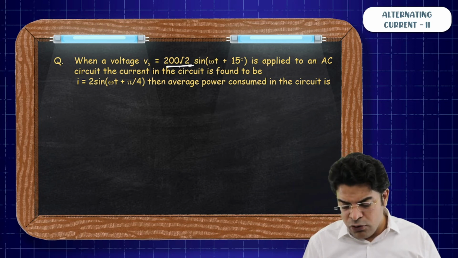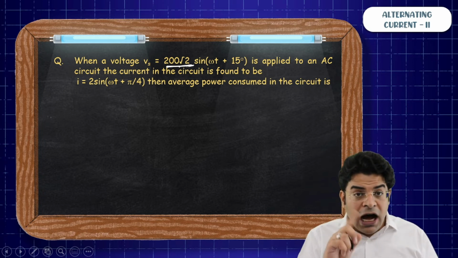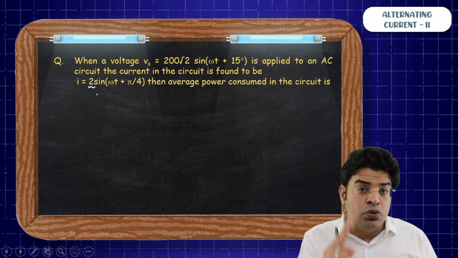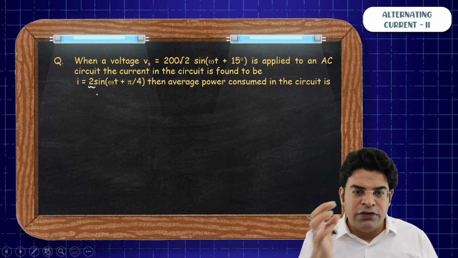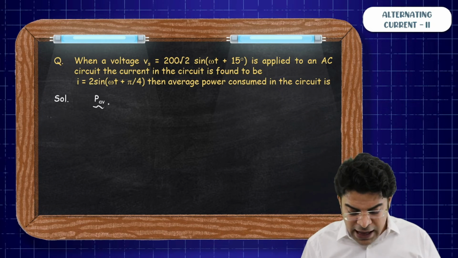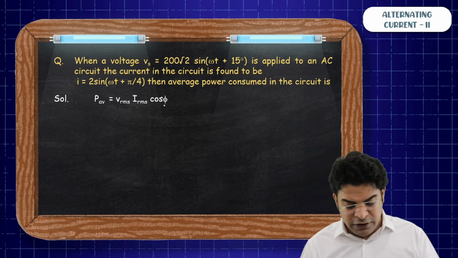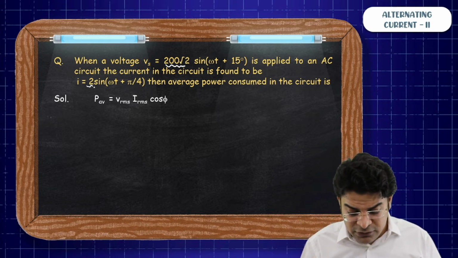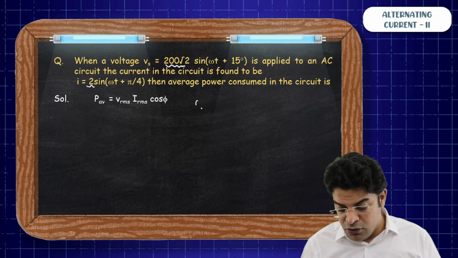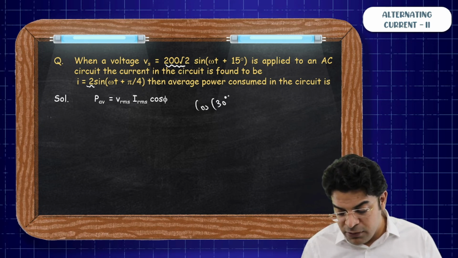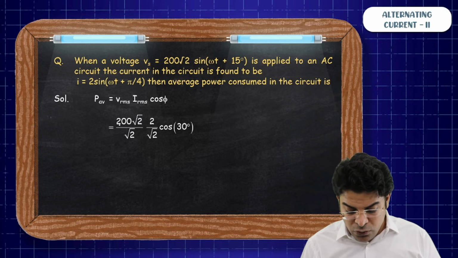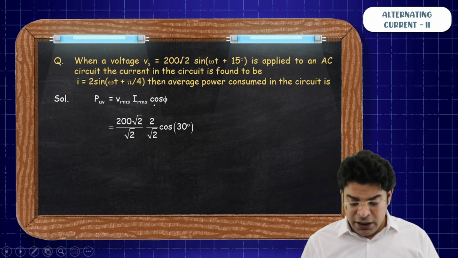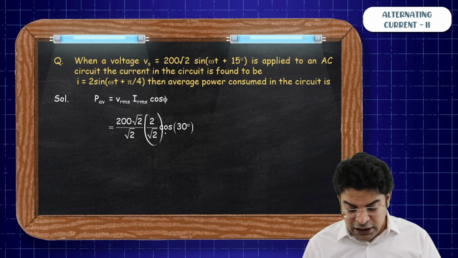If the peak value of potential drop is 200 root 2, the RMS value will be 200 root 2 by root 2. If the peak current in the circuit is 2, then the RMS value of current is 2 by root 2, which is root 2. So the average power dissipated is VRMS times IRMS times cos phi. VRMS will be nothing but 200 root 2 by root 2. IRMS will be 2 by root 2, and cos phi will be cos of the phase difference between them, that will be 30 degree. So you simply get 200 root 2, the peak potential drop, by root 2. This becomes your VRMS. The peak current is 2 by root 2. This becomes your IRMS, into cos 30.